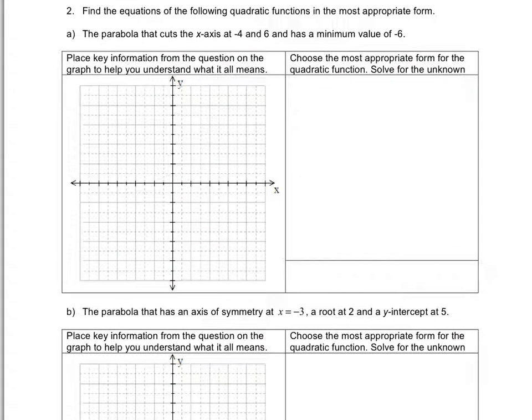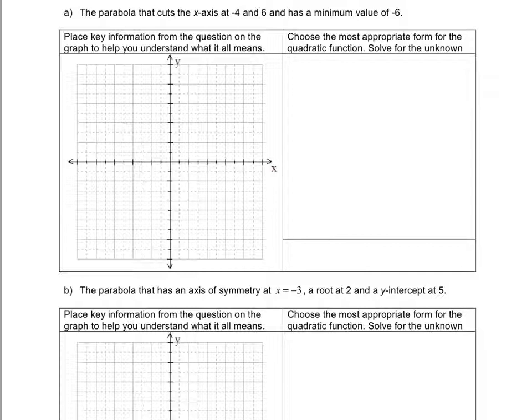In the first two examples, I gave you the graph, which is really helpful. Let's say instead now, I give you information that will help you to create a graph on your own. In question number 2, I say the parabola cuts the x-axis at negative 4 and 6, and it has a minimum value of negative 6. I'd like you to interpret that information and place it on the graph so that it helps you understand what it actually means. So give that a try.